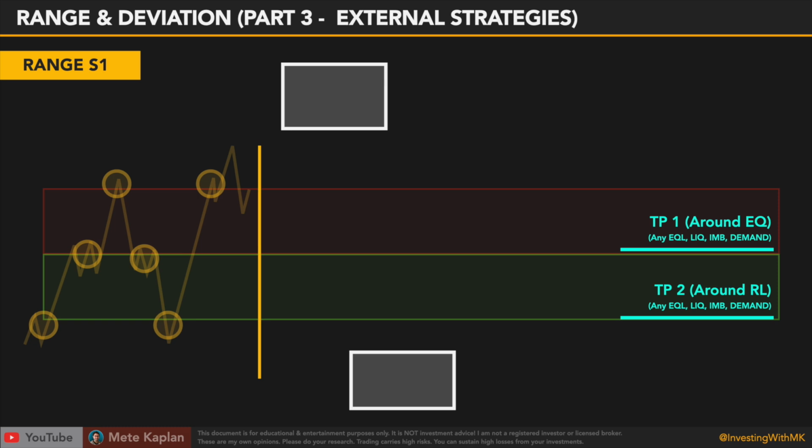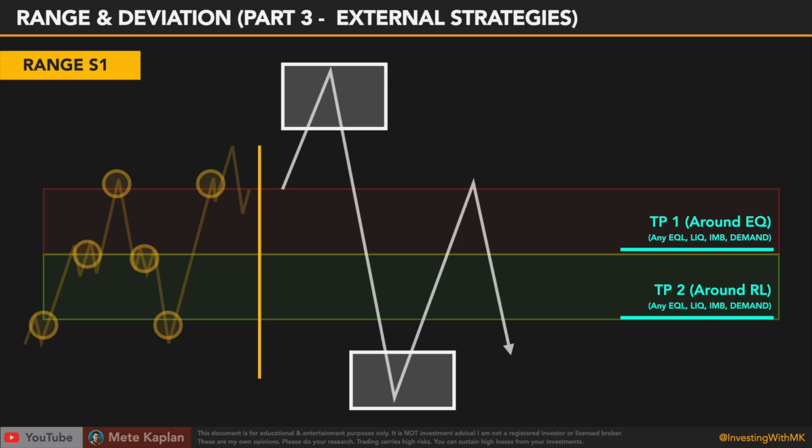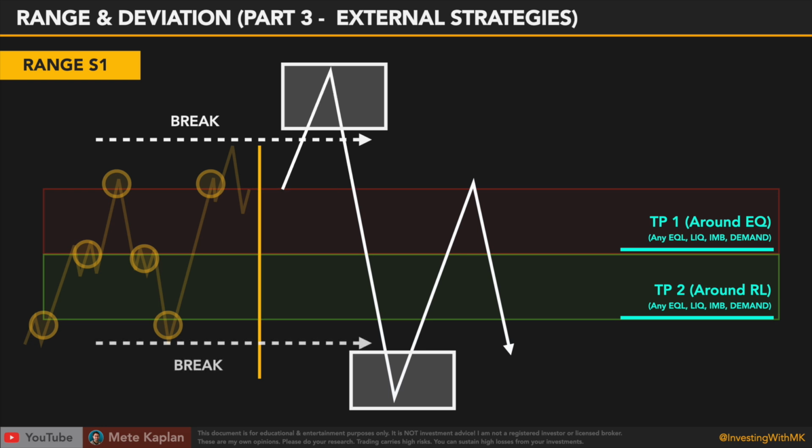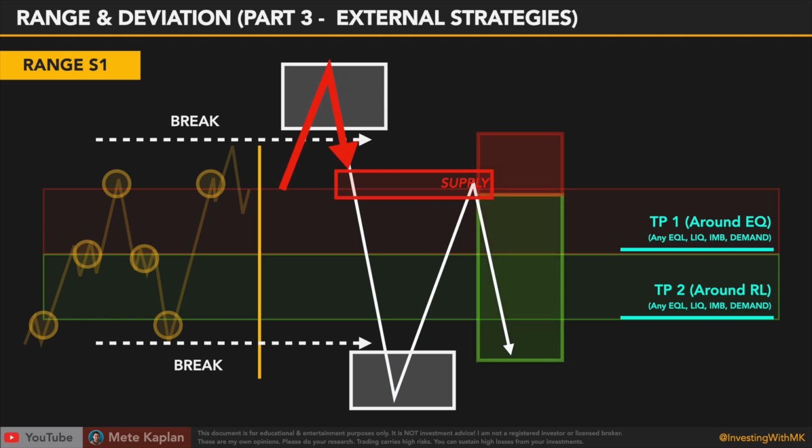Now, this strategy is called double manipulation. Very easy strategy to understand. Price deviates to one side with a break, trapping breakout traders. Then it moves to the opposite side of the range and creates another break, manipulating the other breakout traders one more time. This creates a double manipulation. After the final manipulation, when the price moves to the premium zone, in this case, you are looking for a short opportunity from a suitable supply point.